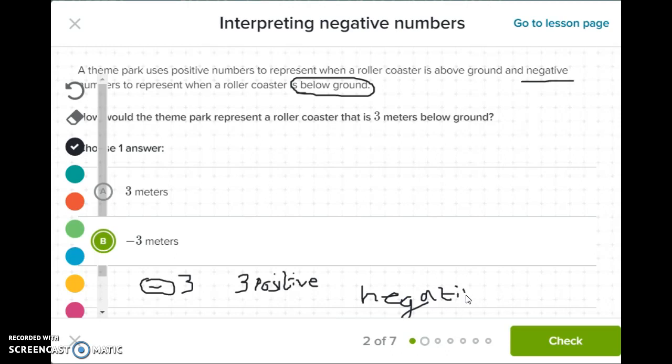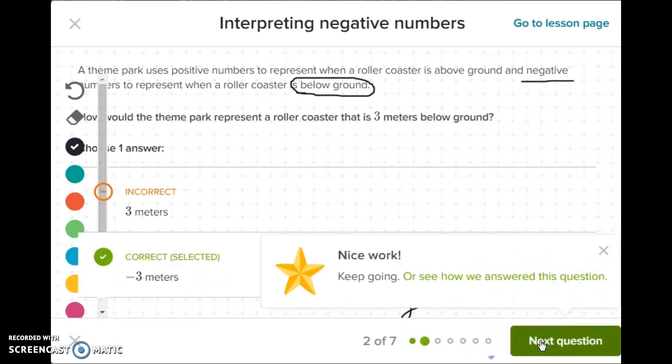A negative to represent a negative number, negative 3. So it would be negative 3 meters. As you see, this is a positive number, and we can never put a negative sign or a minus sign, as some people like to say, with a positive number.